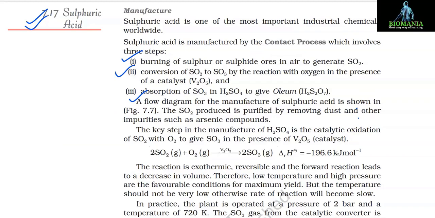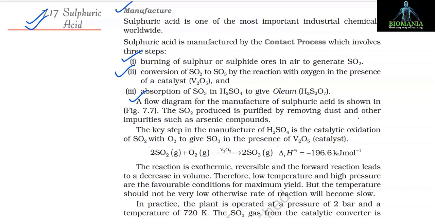7.17 Sulfuric acid. Manufacture. Sulfuric acid is one of the most important industrial chemicals worldwide. Sulfuric acid is manufactured by the contact process, which involves 3 steps. Number 1, burning of sulfur or sulfide ores in air to generate SO2. Number 2, conversion of SO2 to SO3 by the reaction with oxygen in the presence of a catalyst, V2O5. And number 3, absorption of SO3 in H2SO4 to give oleum, H2S2O7. A flow diagram for the manufacture of sulfuric acid is shown in figure 7.7.